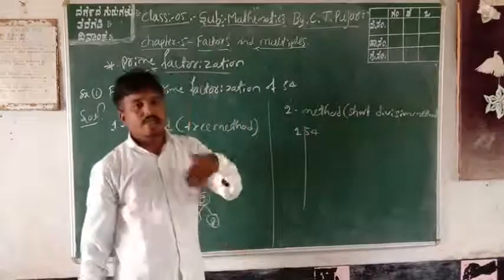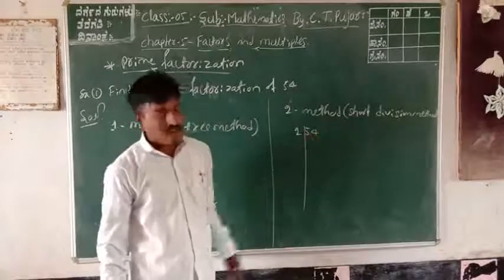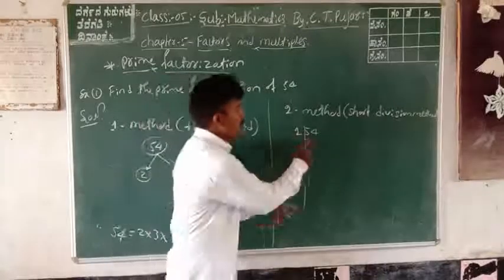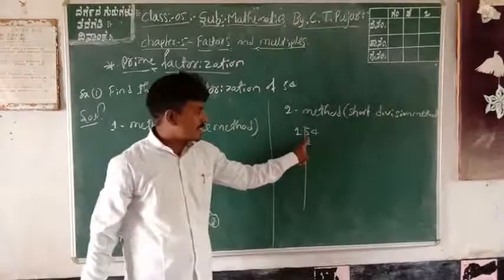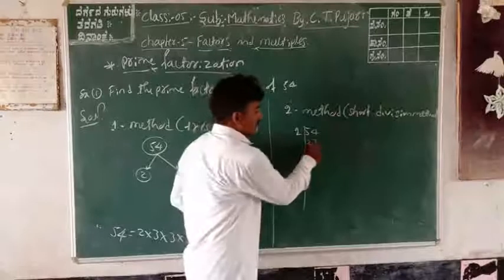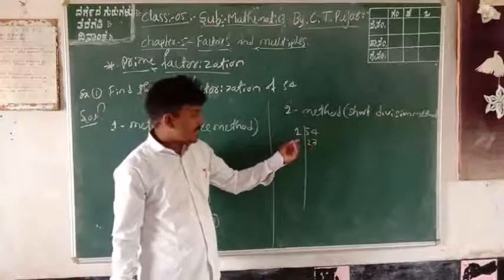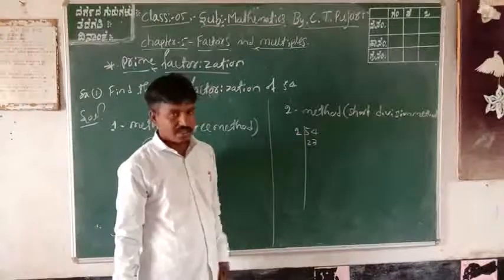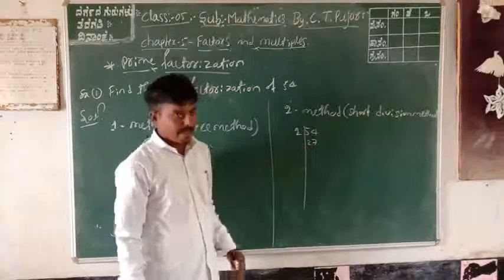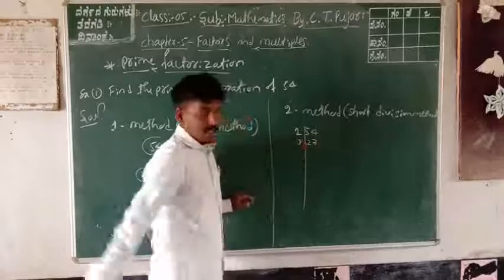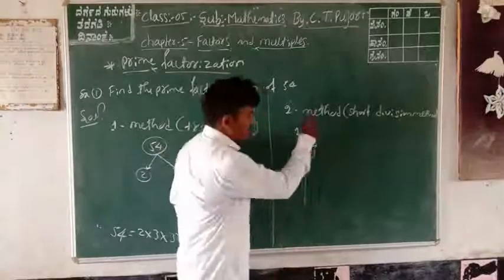You can take the 2 table up to 54. 2 twos are 4, the remaining 1 makes 14, 2 sevens are 14. Next, 27 is there. What about the next nearest number? You can take 2 or 3. 27 is not divisible by 2. You can take 3. 3 nines are 27.